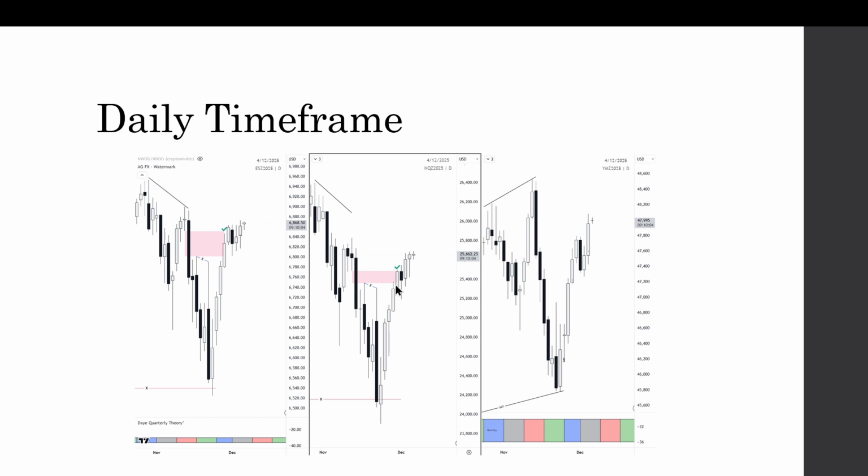You can also use it, as you can see over here, there was a fair value gap, a bullish one, and price opened, rallied into it, and then expanded higher. So it can also be used to frame a PD array for a continuation. All right, now we go into the 4-hour time frame.